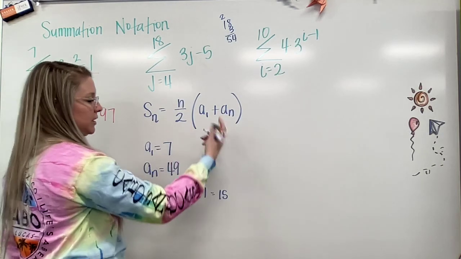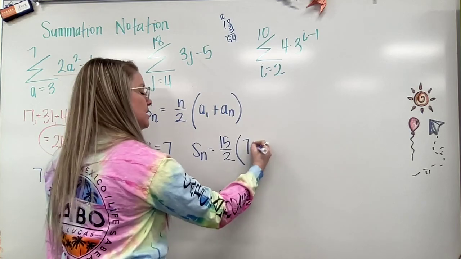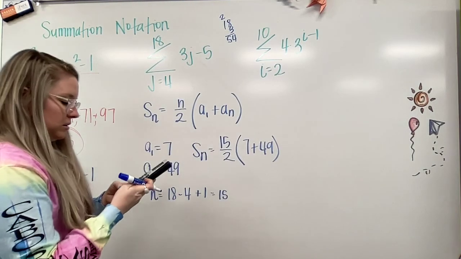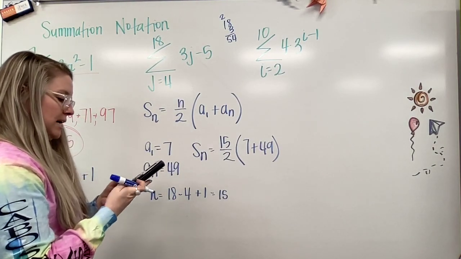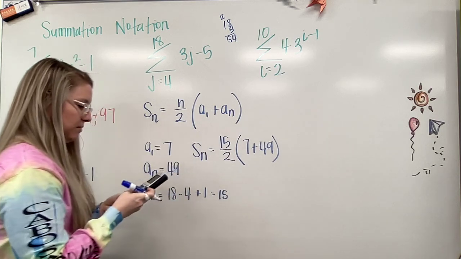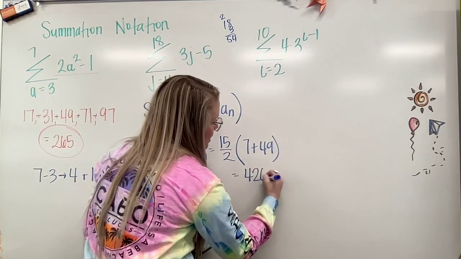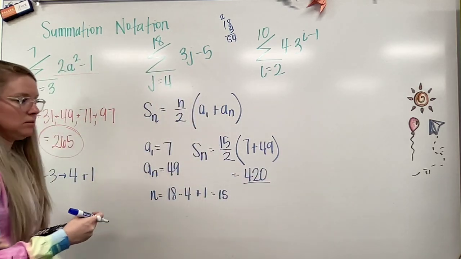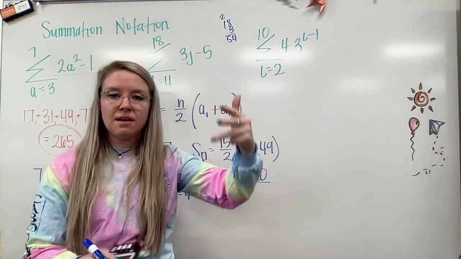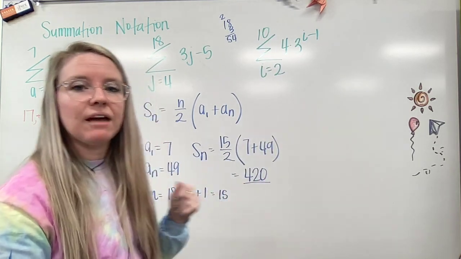So now I just have to plug it in. I have 15 over 2, times 7 plus 49. So 7 plus 49, times 15, divided by 2. My sum here is 420. So if we were to go through and find every term, the 4th, 5th, 6th, 7th, 8th, 9th, 10th, all the way up to the 18th, and add them together, we're going to get 420.